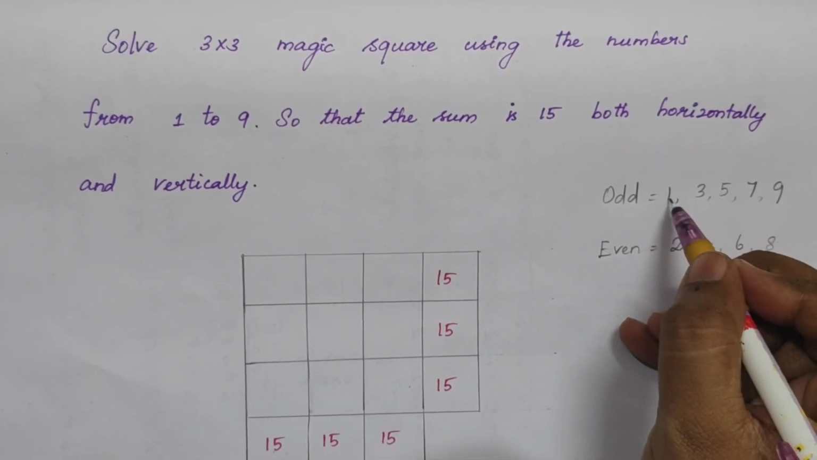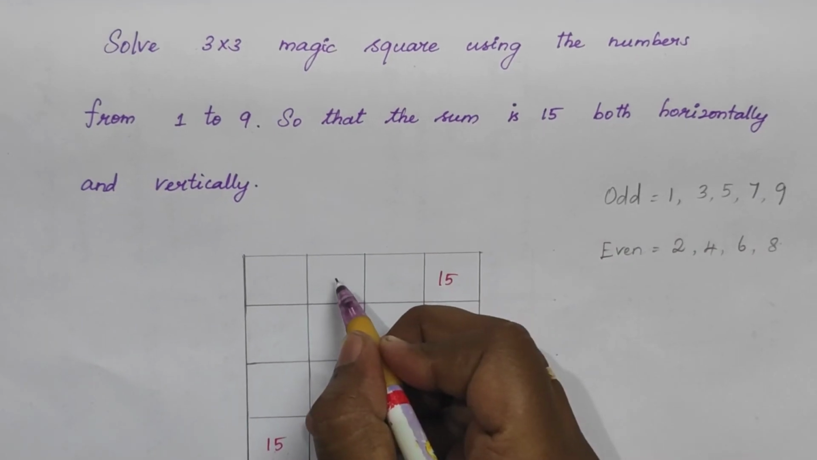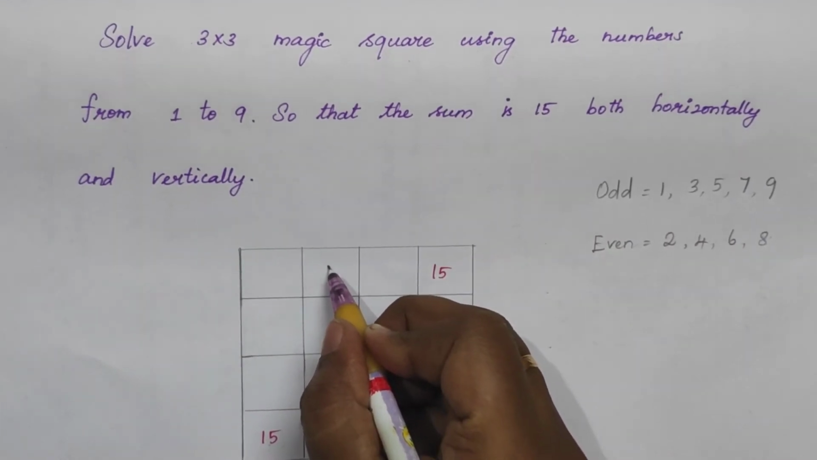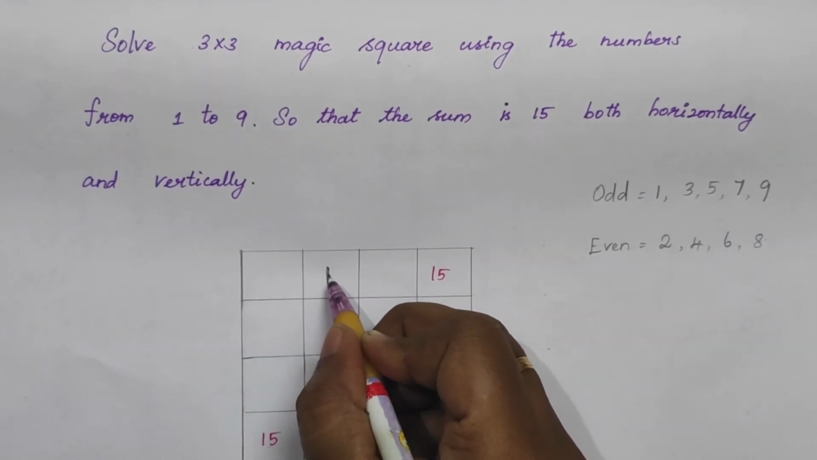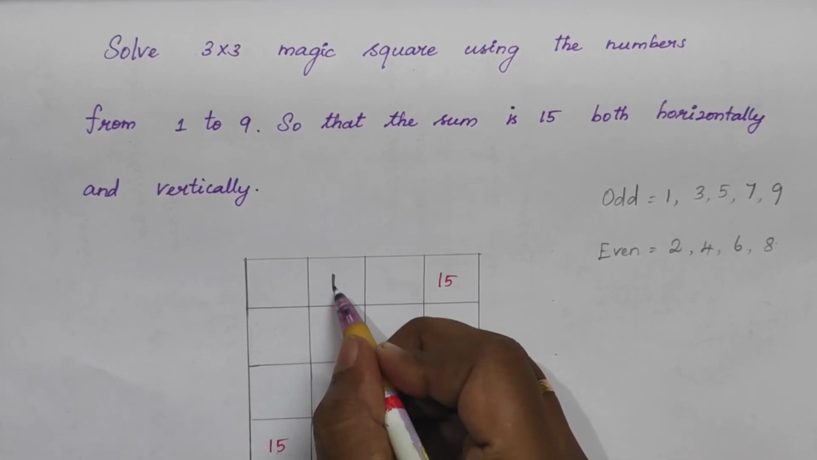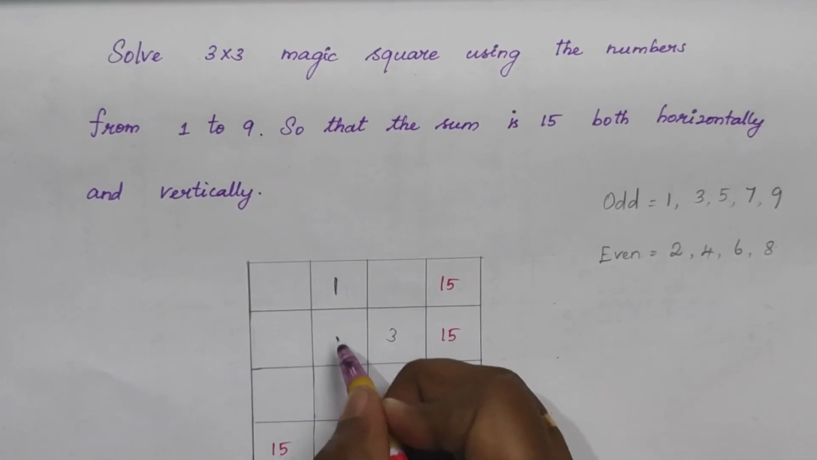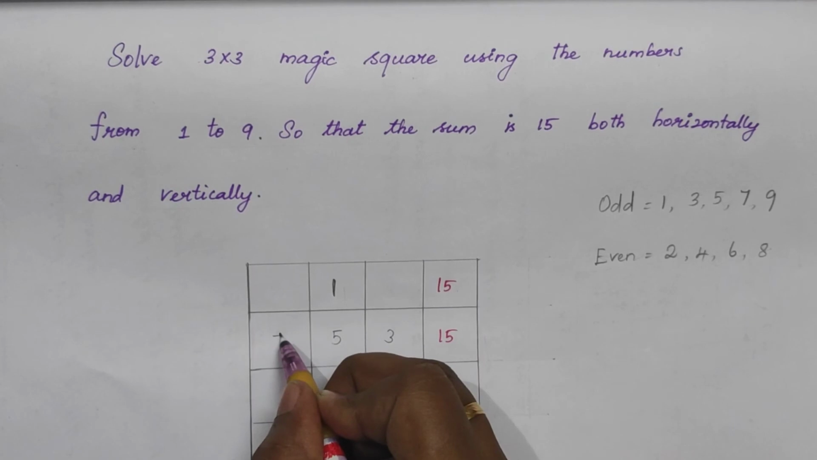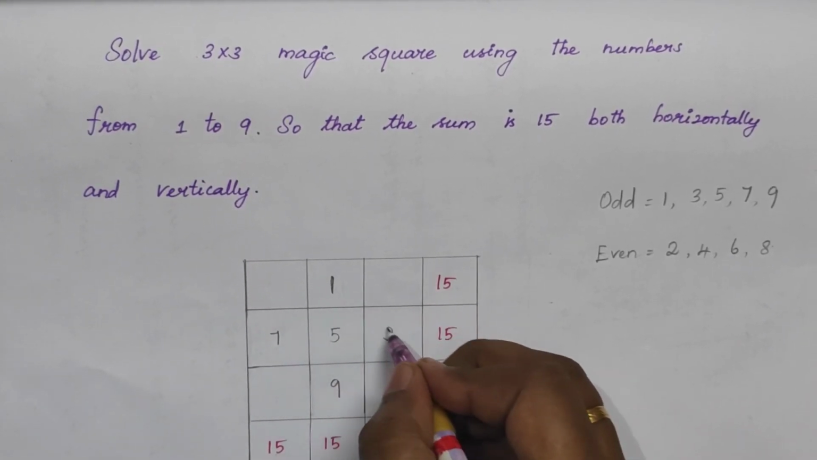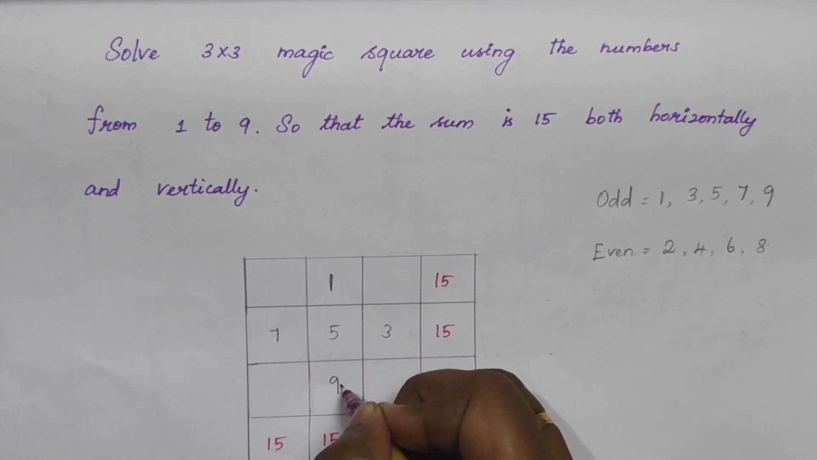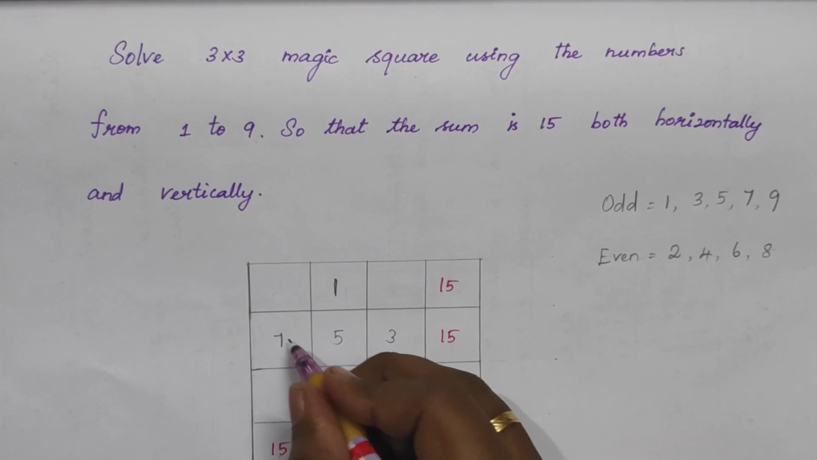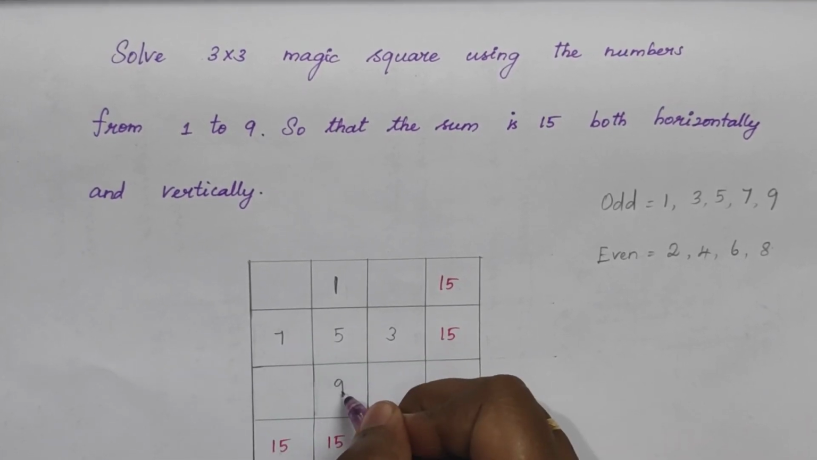We can place this odd number 1 in the center row, that is here 1. If 1 is here, we can write the remaining odd numbers in this direction. 1, then 3, 5, 7, 9. As I said, we have placed the odd numbers in this direction. Now we can place the even numbers. The last two odd numbers are 7 and 9.